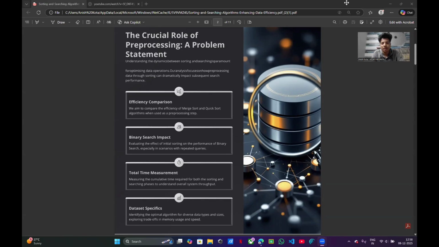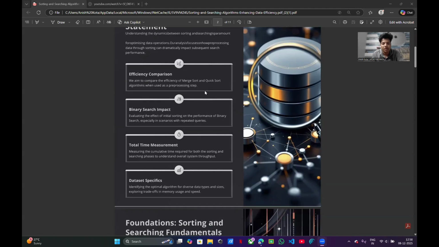Today I'm going to explain the crucial role of pre-processing a problem statement. Pre-processing means preparing data before actually searching in it. The slide explains that sorting and searching are closely connected. If we sort data first using algorithms like merge sort and quicksort, it makes searching much faster and easier. The slide highlights four points: efficiency comparison, binary search impact, total time measurement, and data setup specifics.